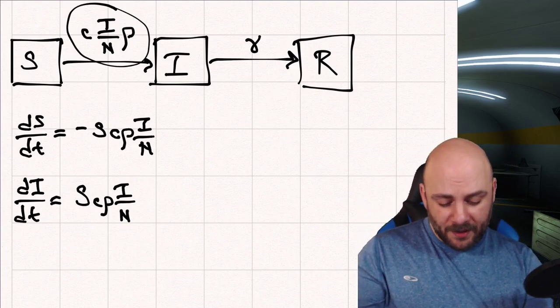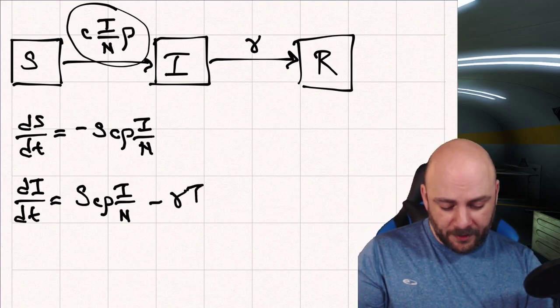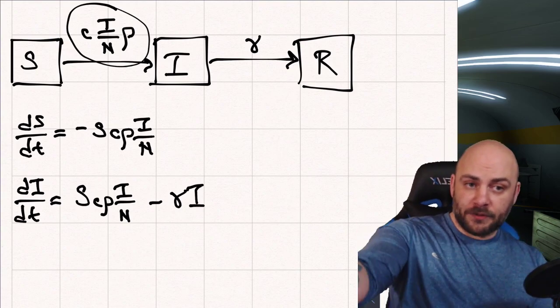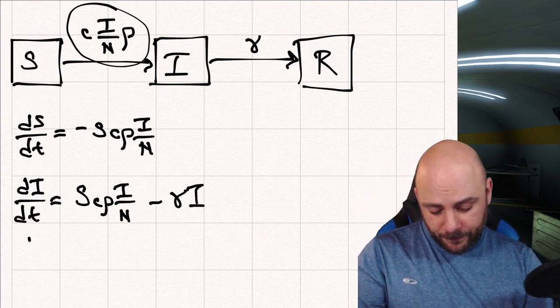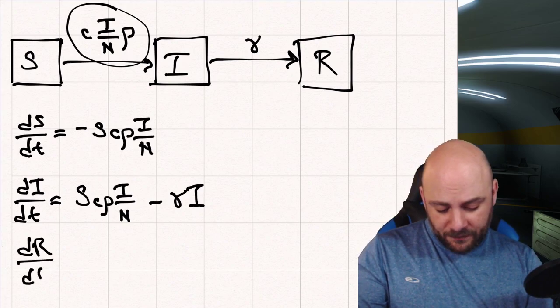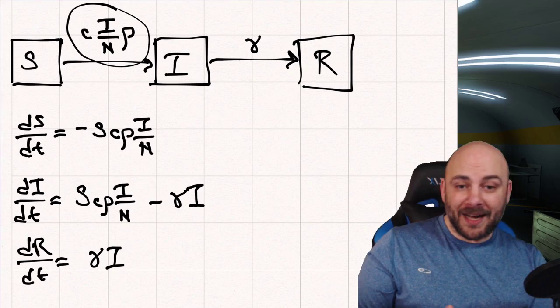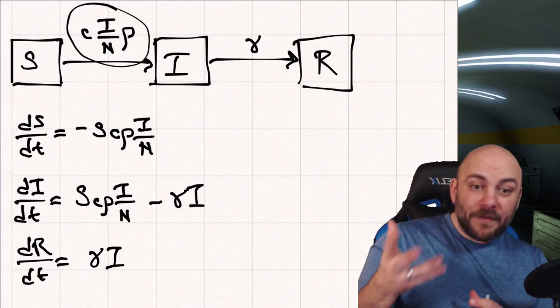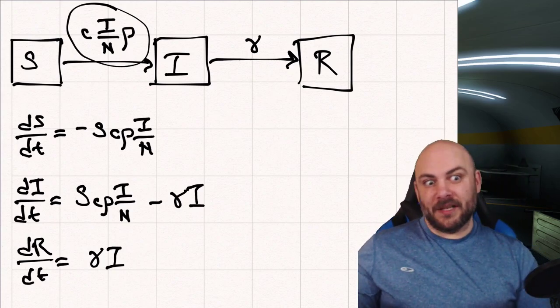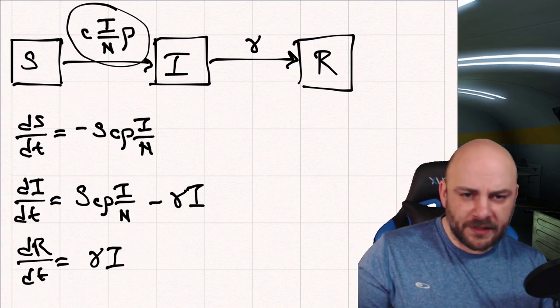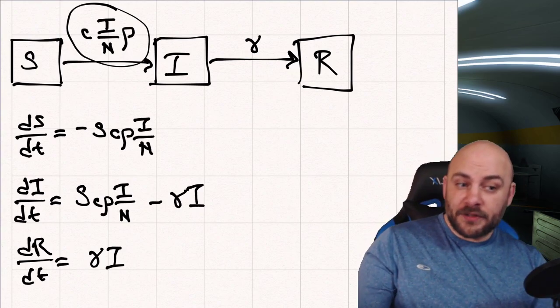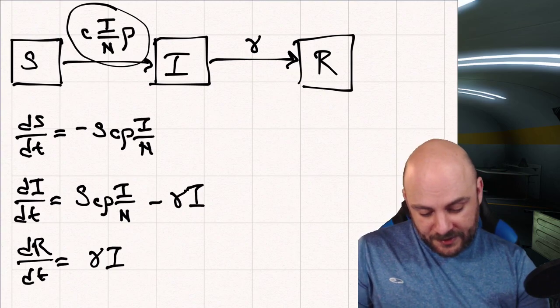But after a while, they might recover, and so we've got a negative rate right here, negative gamma I. Those are flowing outward into R. And so my recovered population in this model is just going to be changing according to gamma I. And so we've got three differential equations, which should already be like, whoa, this is crazy. And they are certainly nonlinear, as we can see right here.